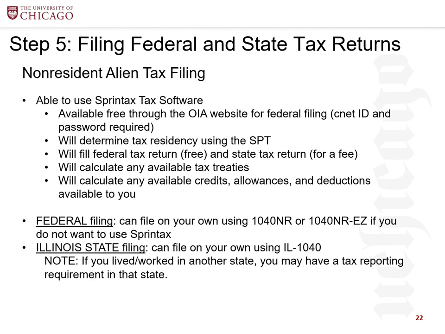It will also calculate any available tax treaties and any available credits, allowances, and deductions that may be available to you. This is especially important after the tax reform was passed last year, because your tax return could look different, even if your situation hasn't changed at all, from 2017 to 2018. If you do not want to use the tax software that the university provides, you can file on your own using a 1040 NR or a 1040 NR EZ.